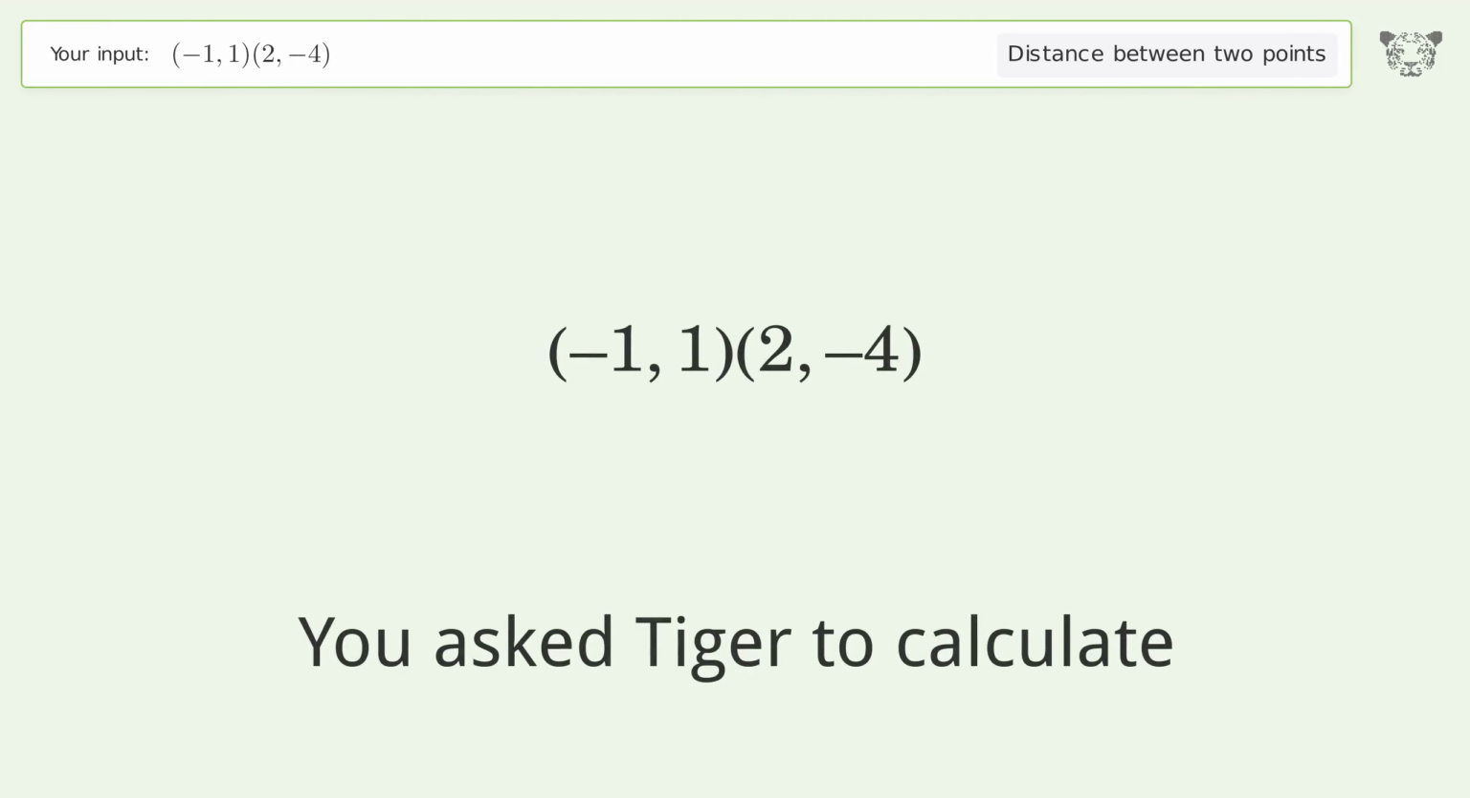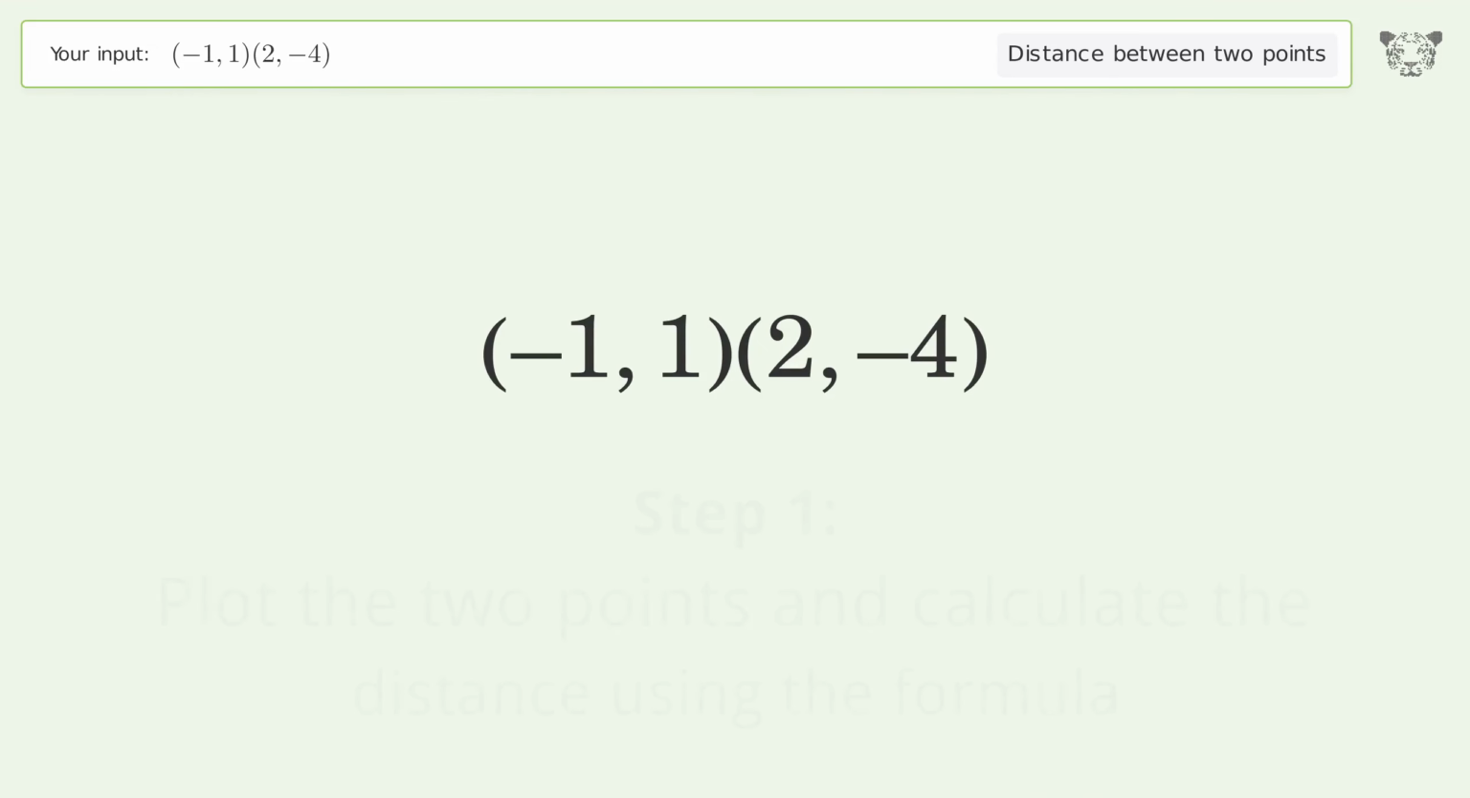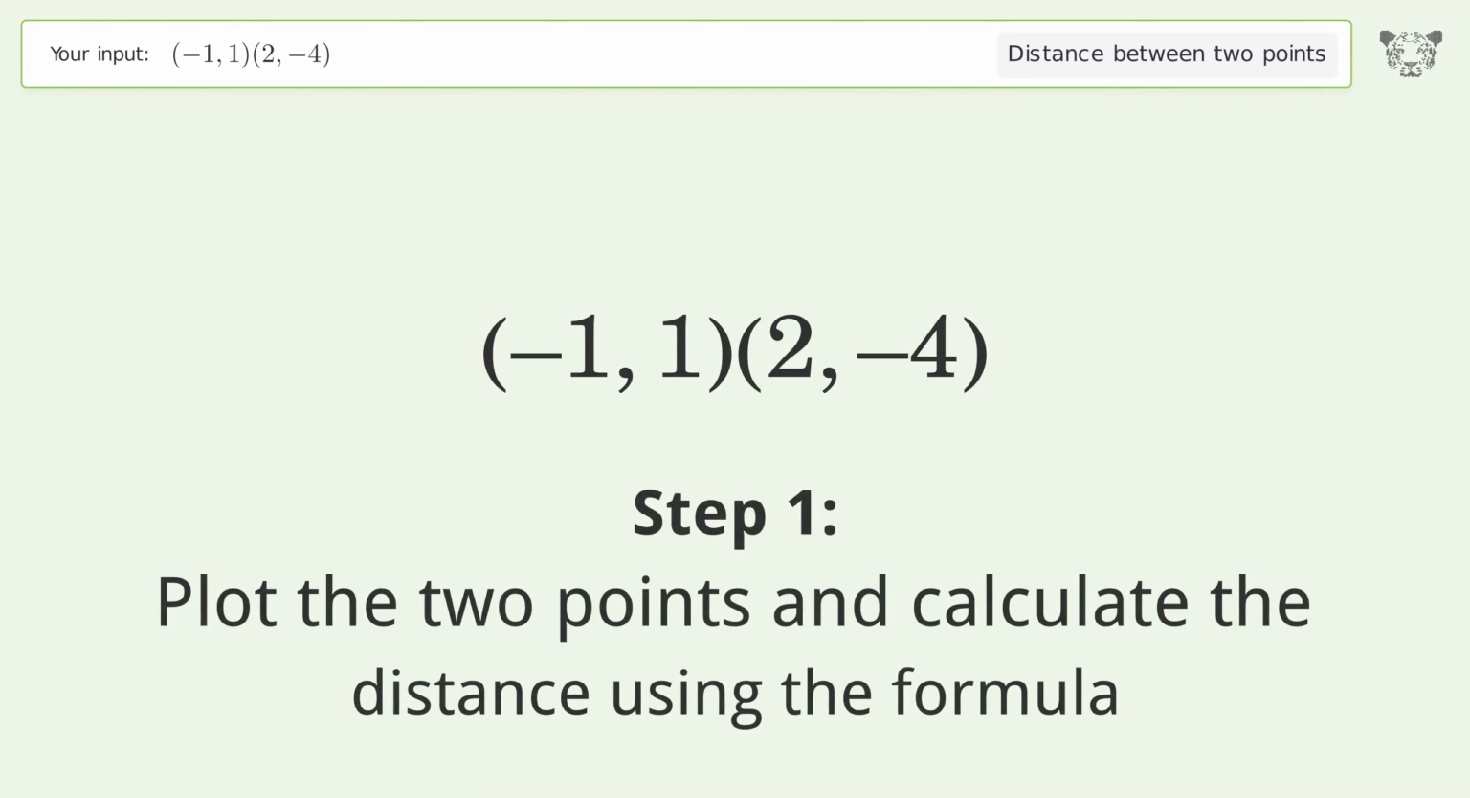You ask to calculate the distance between 2 points. The distance between the 2 points is the square root of 34, or 5.831. Let's solve it step by step. Plot the 2 points and calculate the distance using the formula.